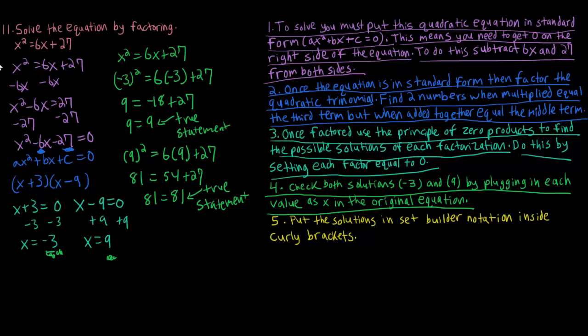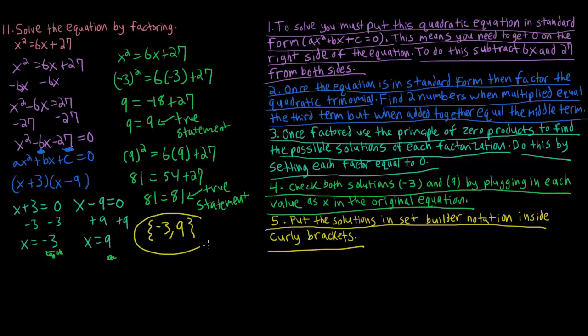And then step 5, put the solutions in set builder notation inside curly brackets. So bust out our braces, or as we call them, curly brackets. Put in our first solution, -3, comma, our second solution, +9. Close it with the curly brackets, and {-3, 9} is your answer.